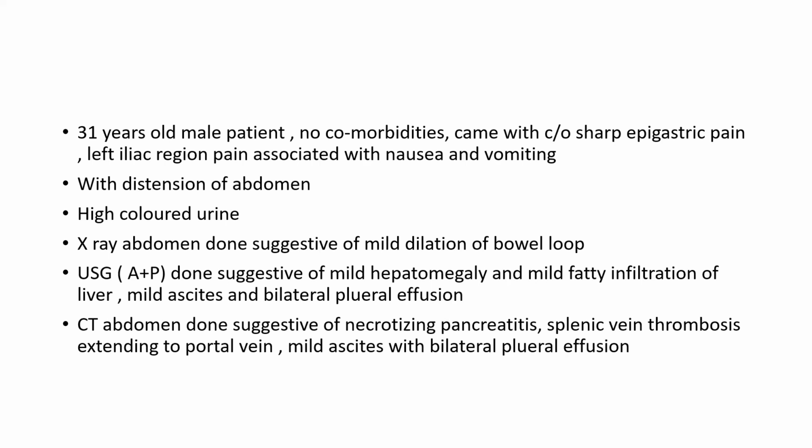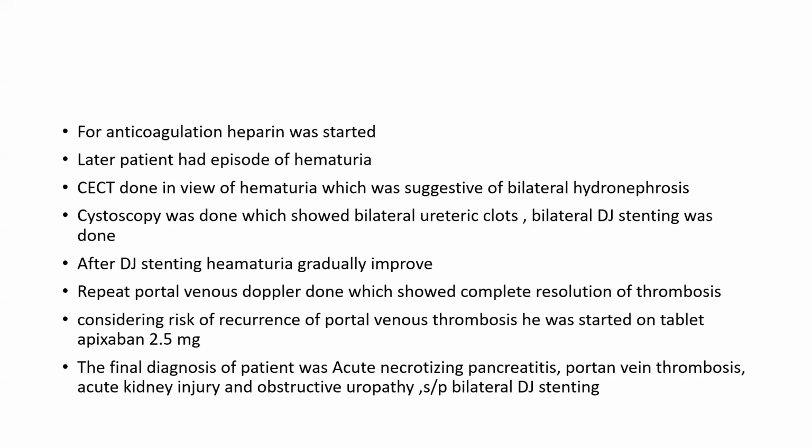distension of abdomen, high colored urine. X-ray abdomen done suggestive of mild dilation of the bowel lumen. USG abdomen-pelvis done, which was suggestive of mild hepatomegaly and mild fatty infiltration of the liver, mild ascites and bilateral pleural effusion. CT abdomen was done, which was suggestive of necrotizing pancreatitis, splenic vein thrombosis extending to portal vein, mild ascites with bilateral pleural effusion.